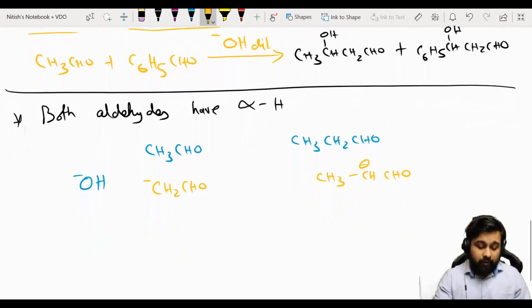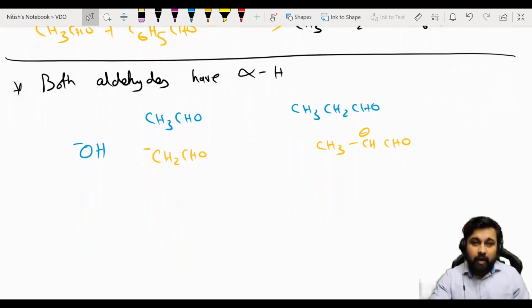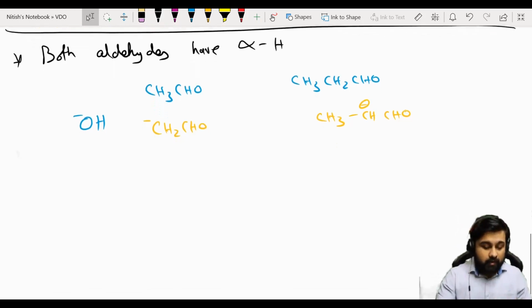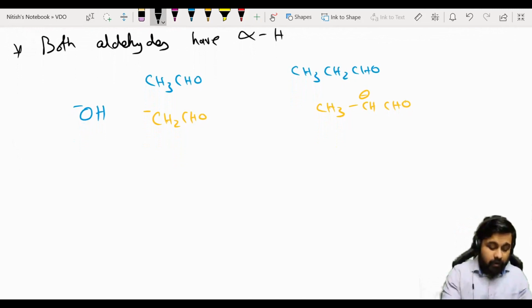Both these nucleophiles can attack both the aldehydes. See, two nucleophiles and two aldehydes are there. So each nucleophile can attack the two aldehydes. So what do we get? We get two products by each nucleophile. Hence we have a total of four products here. So how do we get four products?